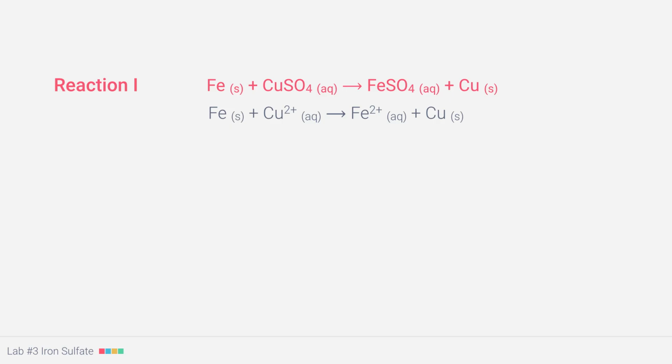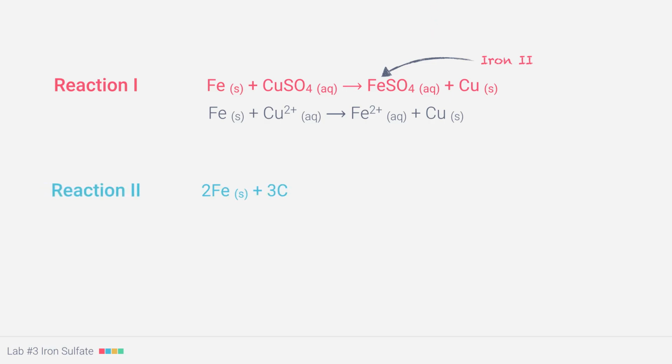This is called a redox reaction. You can see that FeSO4 is iron 2 because when you split the molecule, the Fe ion needs to have a 2+ charge to balance out the 2- charge of SO4 2-.